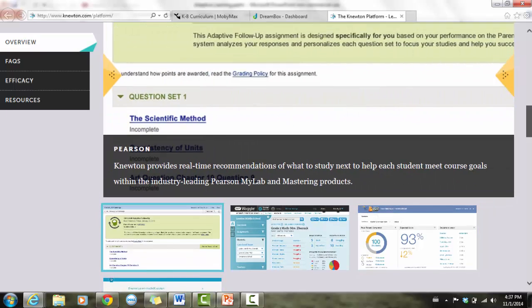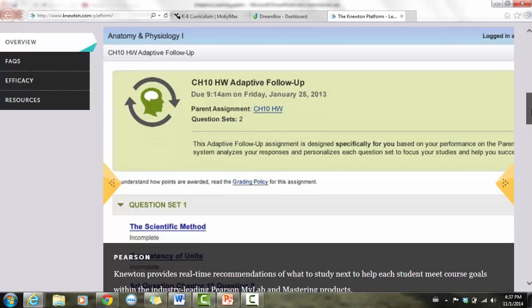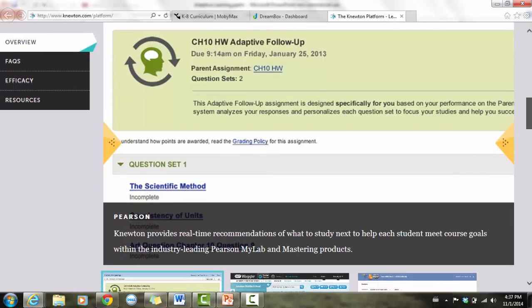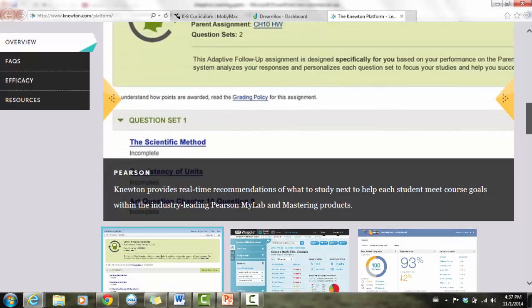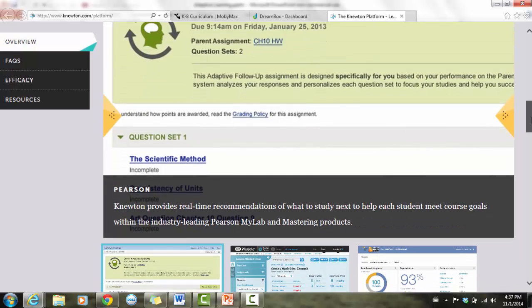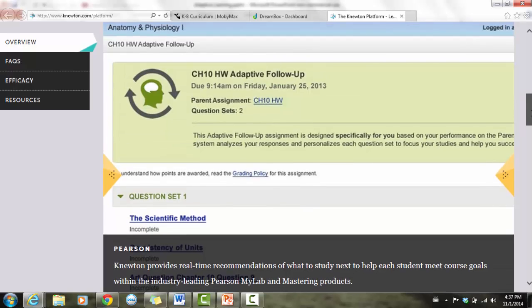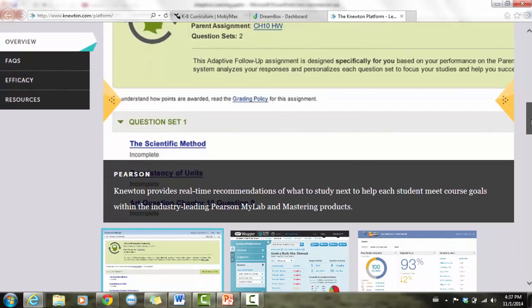This is the adaptive follow-up, the parent assignment. The parent got an assignment based on information that they had before.